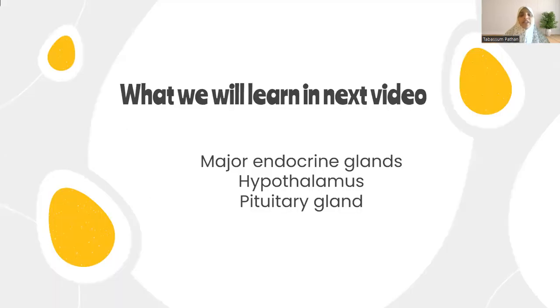So that's all in this video. In the next video, we will be talking about the different types of major endocrine glands. First, we will talk about the hypothalamus in detail, and then we will talk about the pituitary gland.